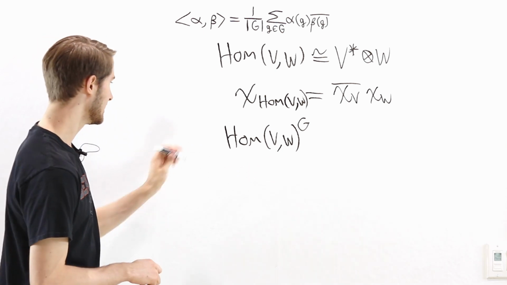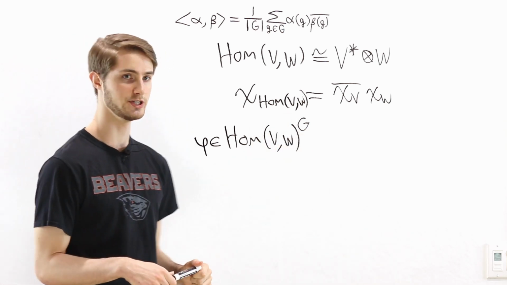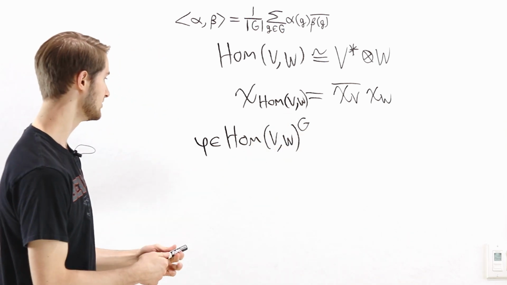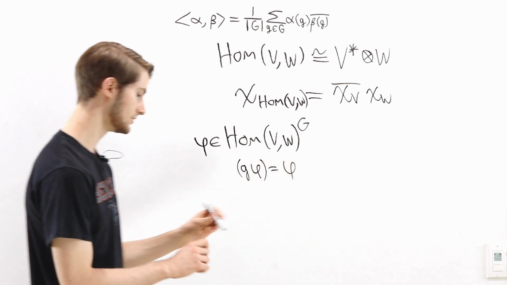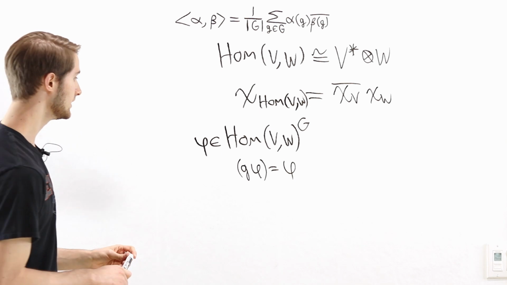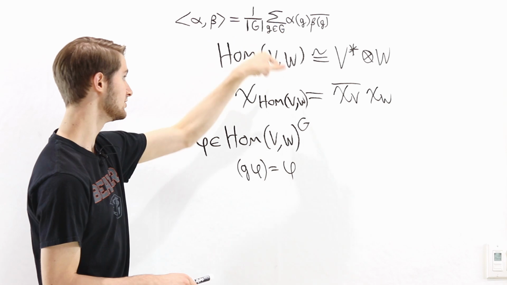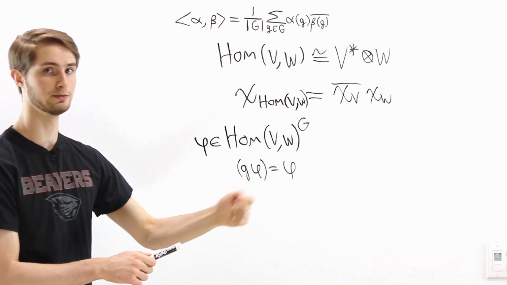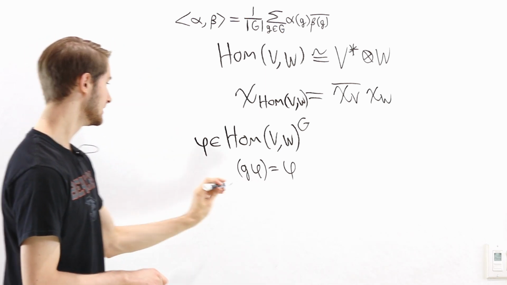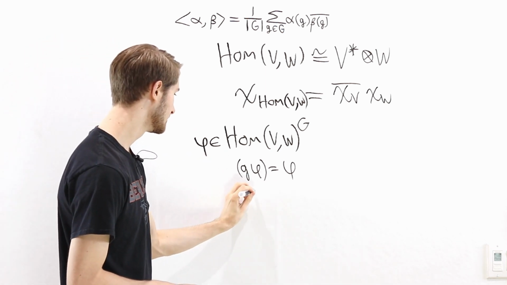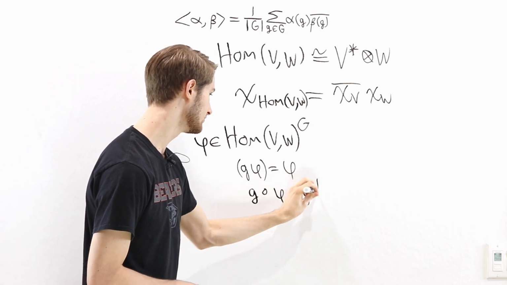So what happens if we have an element phi which is in the fixed space of Hom(V, W) under G? If this is true, by definition, what that means is that g phi is equal to the original function phi. Now the question is, what is g phi? This comes down to knowing what this representation Hom(V, W) does when we multiply elements of G. This element g times phi is given by the composition of functions g composed with phi composed with g inverse.